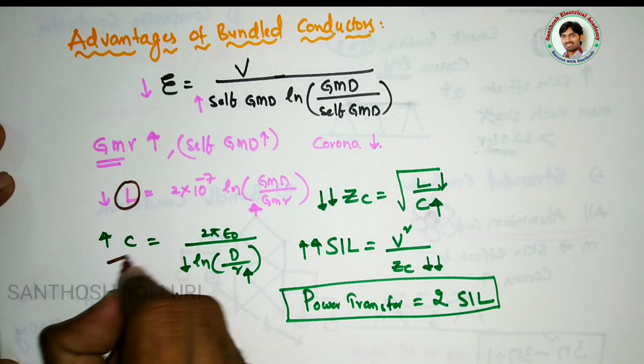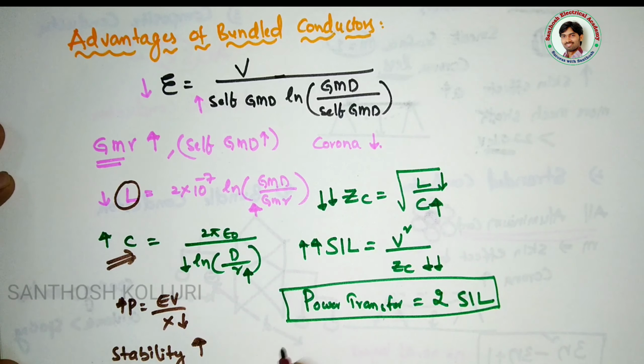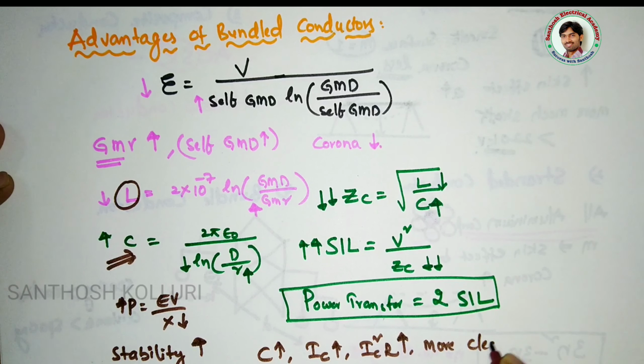As the value of capacitance is increasing, the charging currents are also increasing, and the I square R losses because of this charging current is also increasing. Therefore, you required more clearance with respect to ground. When you are using bundle conductors, more clearance with respect to ground is required, right?